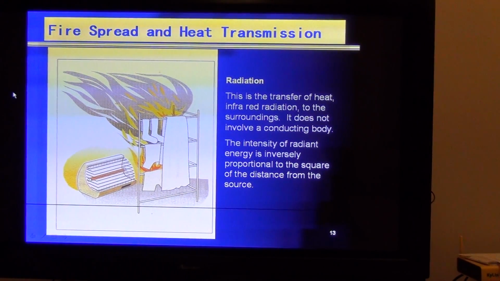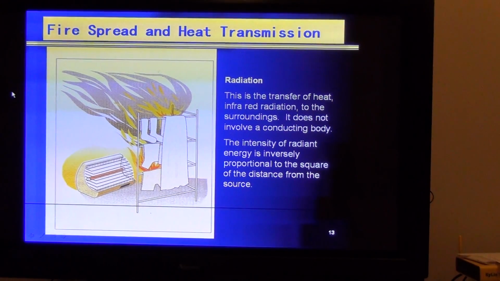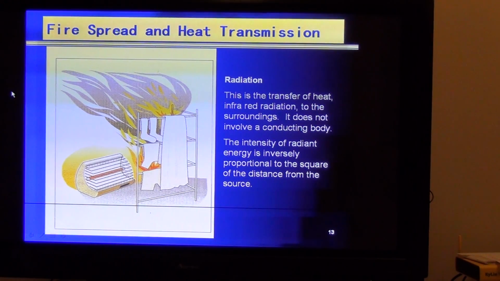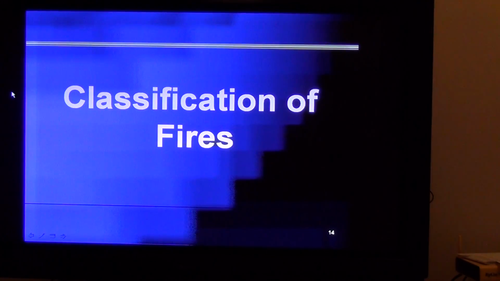The intensity of radiant energy is inversely proportional to the square of the distance from the source. So this is radiation. And now we will talk about the classification of the fires.